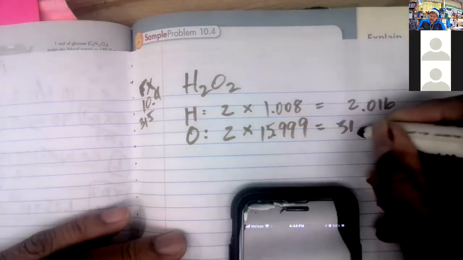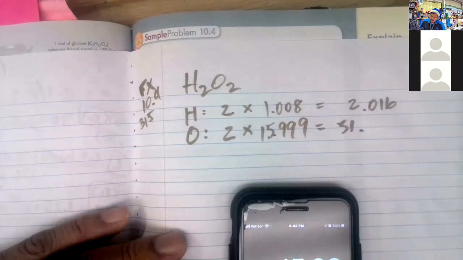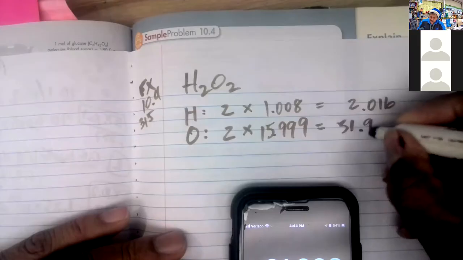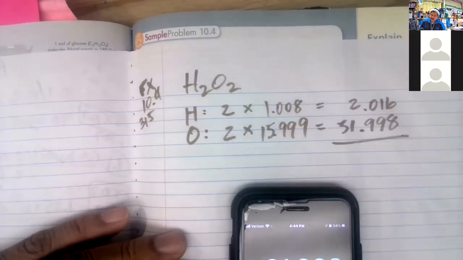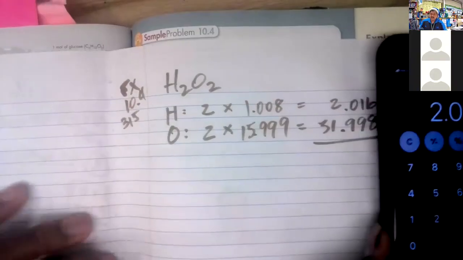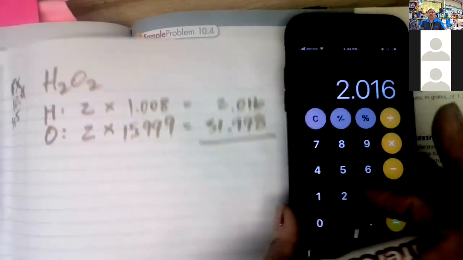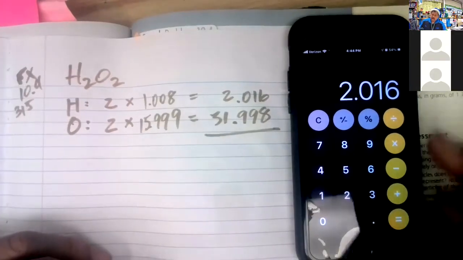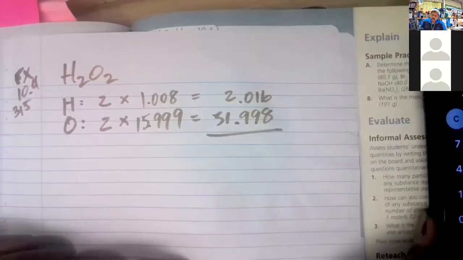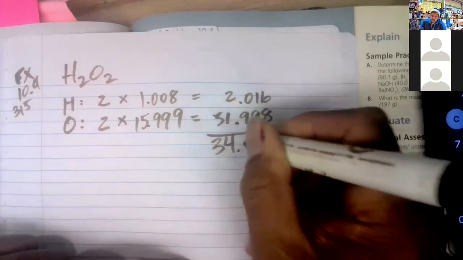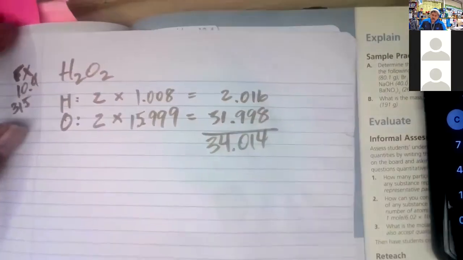It's going to be 31 point, what is it, times 2, 31.998. So I'm going to add those together, 31.998 plus 2.016. Oh, you can't see. Why didn't you say something? All right. Plus 2.016 is equal to 34.014. 34.014.